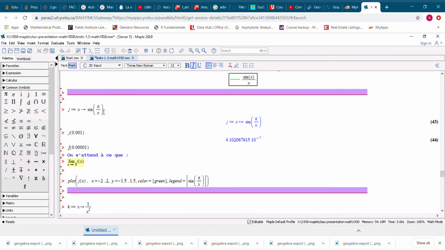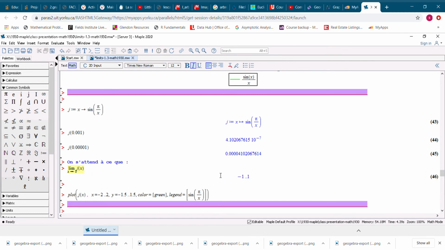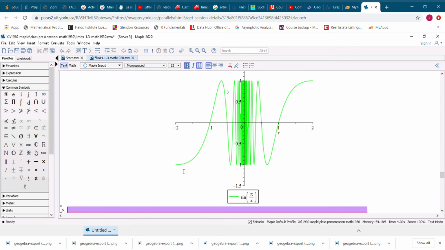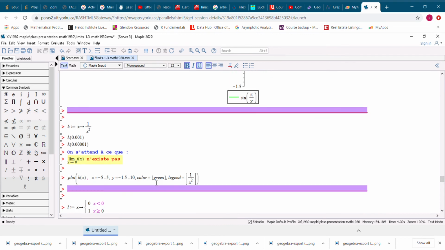So let's explore what is happening. It seems it is approaching 0. Okay, so the graphing, but when you compute it, it says that it is oscillating between -1 and 1. Okay, the function doesn't have a limit, it seems.